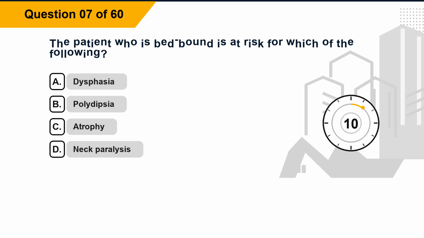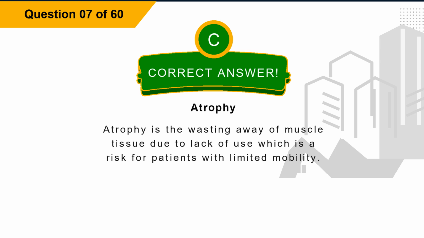Question 7. The patient who is bedbound is at risk for which of the following? Option A. Dysphagia. Option B. Polydipsia. Option C. Atrophy. Option D. Neck paralysis. The correct answer is option C. Atrophy. Explanation. Atrophy is the wasting away of muscle tissue due to lack of use, which is a risk for patients with limited mobility.